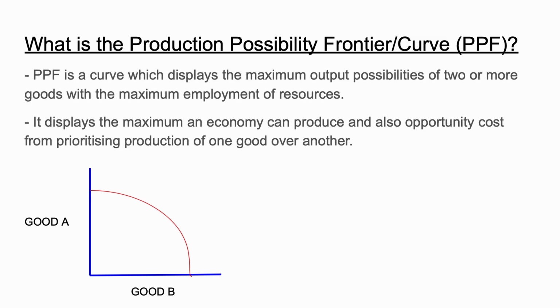On the y-axis you have good A and on the x-axis you have good B. Sometimes you might see this with good A being capital goods and good B consumer goods, and this is a more macroeconomic scale, looking at how a whole economy can sacrifice making consumer goods for capital goods and vice versa. So what does the PPF show us?